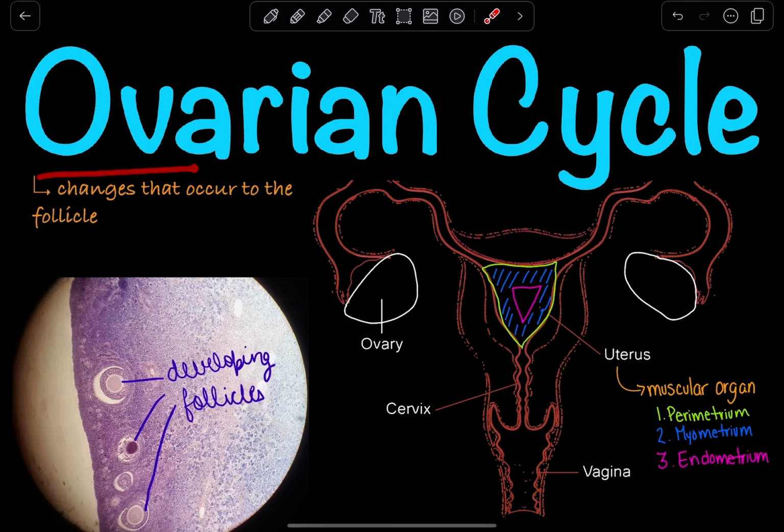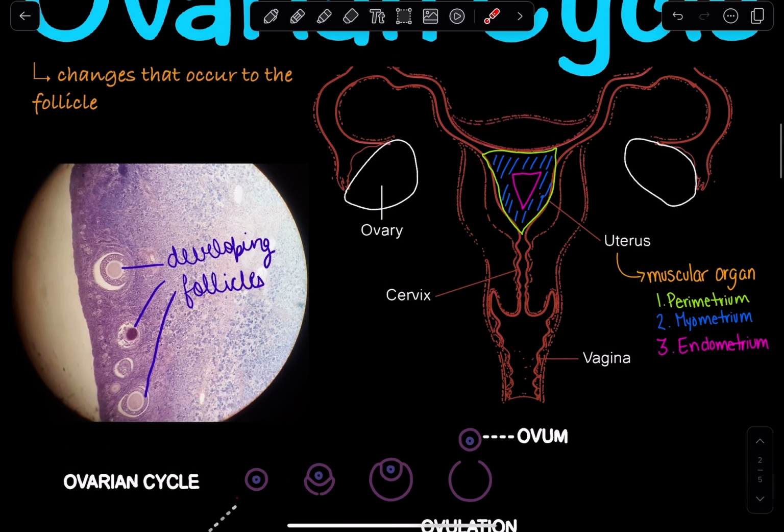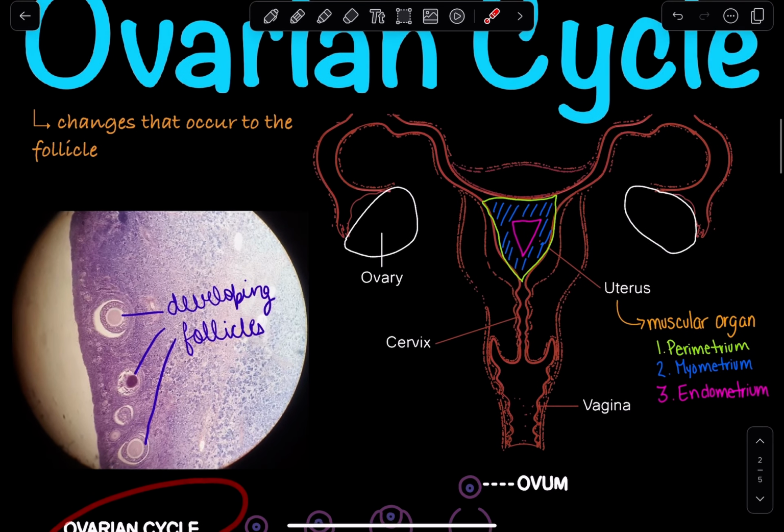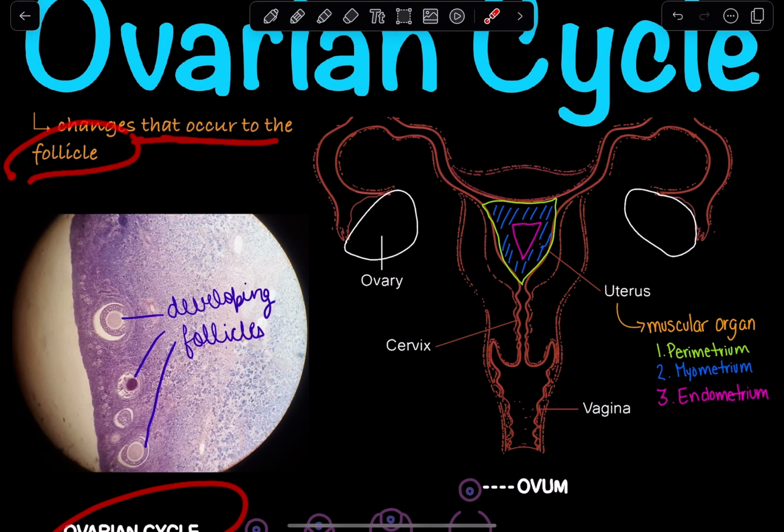The ovarian cycle is a subcycle of the menstrual process in a female. So within the menstrual cycle, the two subcategories are the ovarian and the uterine cycle. The ovarian cycle consists of various stages that study the changes that will occur to the lining of the uterus, more specifically the endometrium, in preparation for implantation. But the ovarian cycle is more focused with the changes that occur to the follicle.